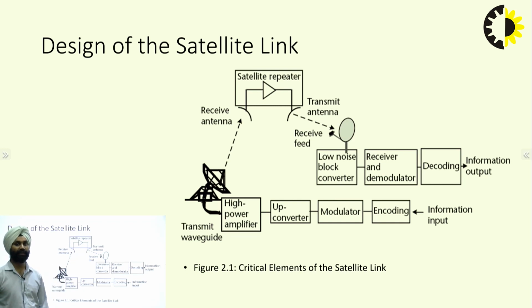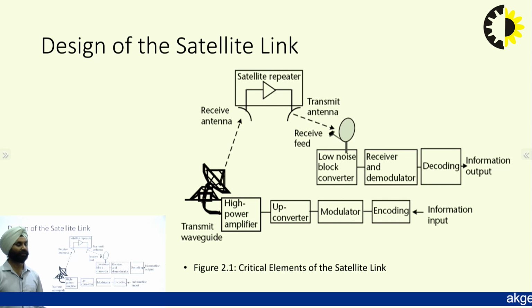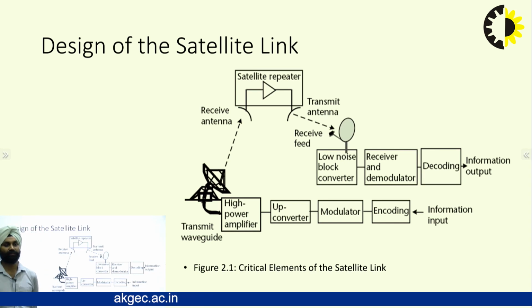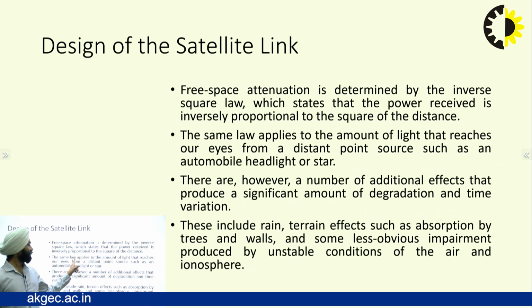The satellite acts as a space relay or space repeater: it will receive, regenerate, and transmit the signal toward the earth station. At the earth station, there will be a low noise amplifier, then the receiver, down converter, and the demodulator, and lastly the decoder for the information receiver. So there are two links, one is the uplink and the other is the downlink.